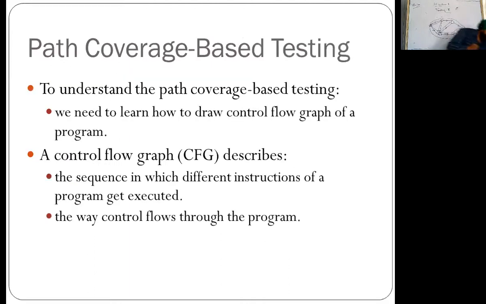Next one. To understand the path, this is the basic thing that I have already told. We have to see the sequence of the control flow graph, the different flows through which the control of the system passes. The control flow graph, or CFG, is the sequence in which different instructions of a program get executed, the way control flows through the program. It is the manner in which the flow of control of execution of your program happens. Next.